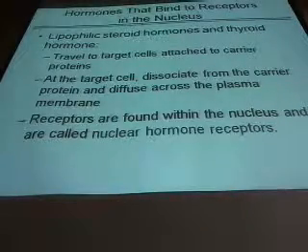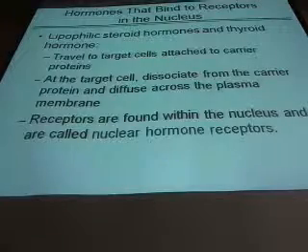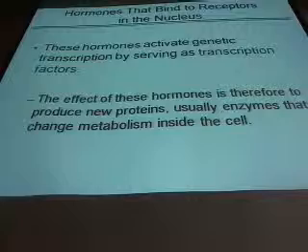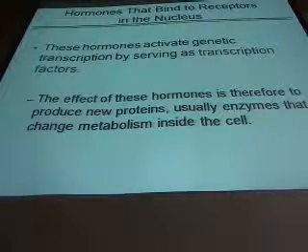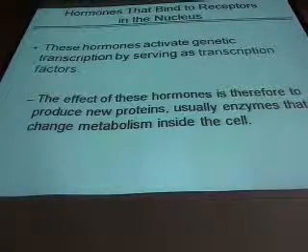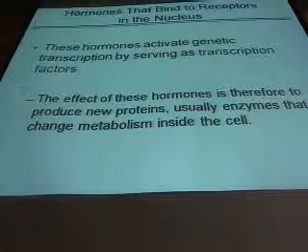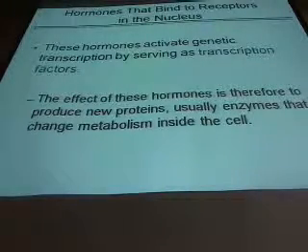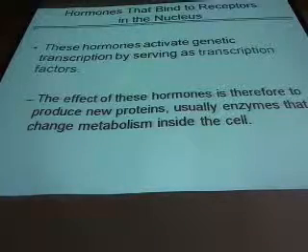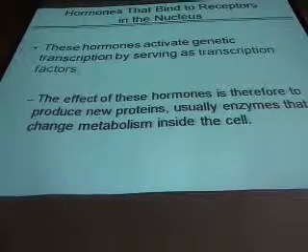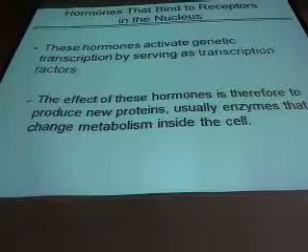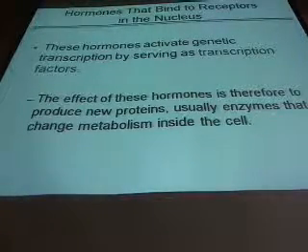Now, some receptors are in the nucleus, the nuclear hormone receptors. Some of the receptors are in the cytoplasm. They bind to the hormone and then carry it into the nucleus. It can go either way. Hormones that bind to the receptors in the nucleus activate genetic transcription by serving as transcription factors.